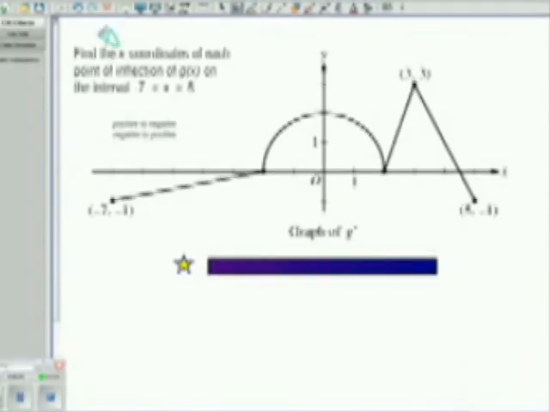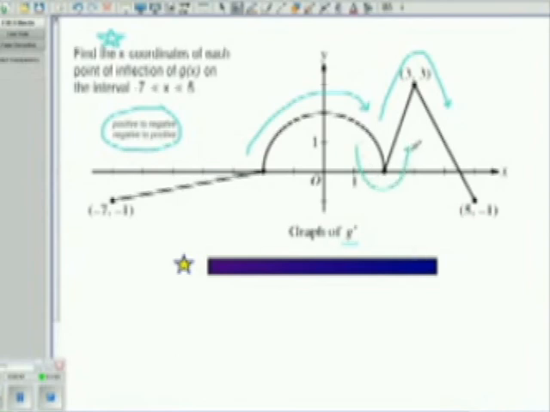Find the x-coordinate of each point of inflection of the graph of y equals g of x on the interval from -7 to 5, and explain your reasoning. Points of inflection occur when the concavity changes, so they will occur on the graph of y equals g of x when g double prime of x changes sign. This will happen when g prime of x has a slope that goes from positive to negative or negative to positive, like right here, and here, and here.